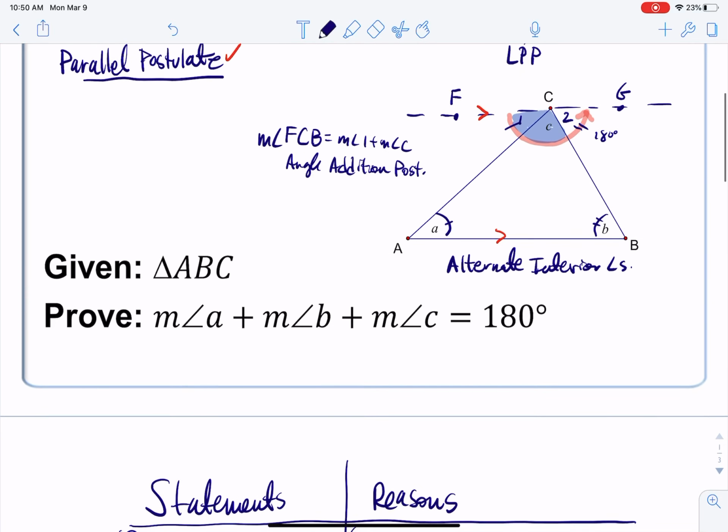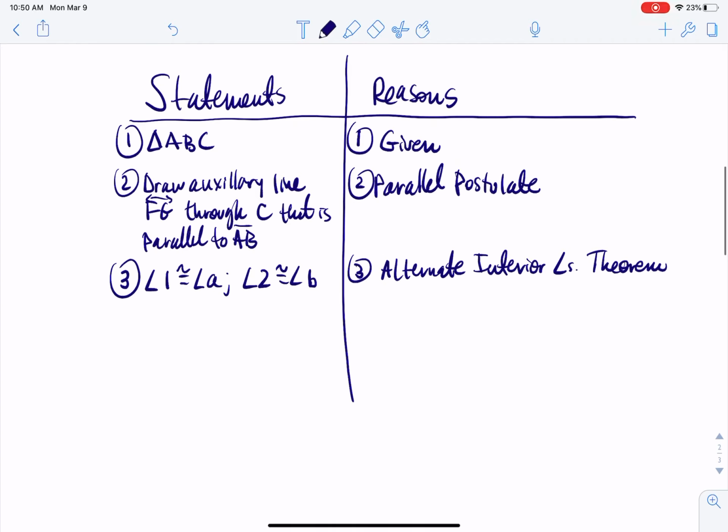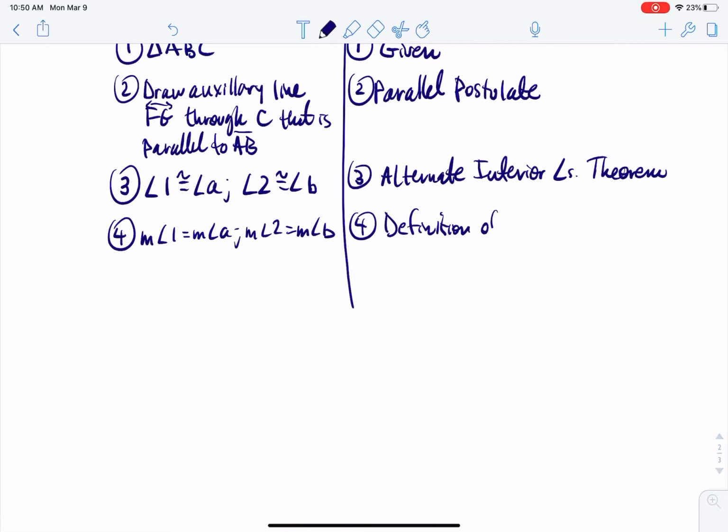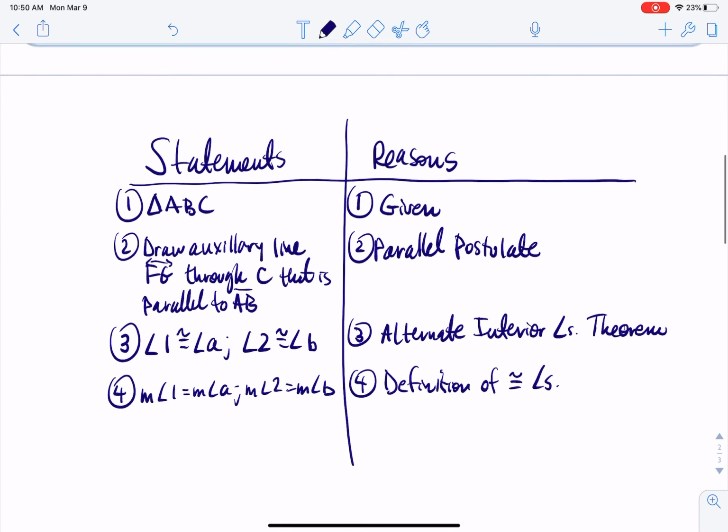All right, so we're having to make ourselves an equation here. I have congruent angles. I need to use the definition of congruent angles to turn them into their measurements so I can do some substitution and whatnot. So measure angle 1 is equal to the measure of angle A, and the measure of angle 2 is equal to the measure of angle B by the definition of congruent angles. How many times have we used that thing?